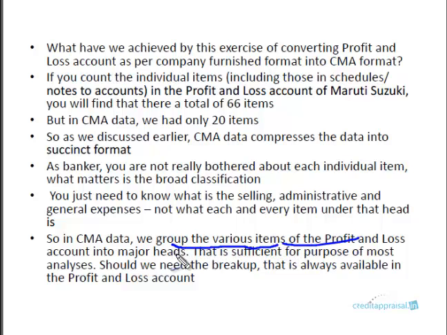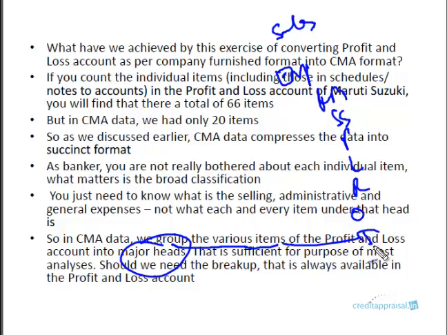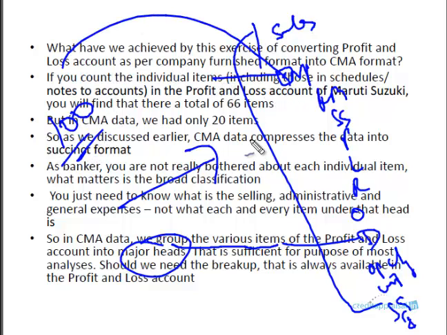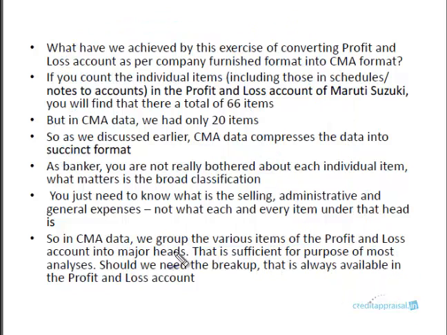What are the major heads? We discussed, starting from sales, and in the expense, raw material, stores and spares, power, labor, repairs and maintenance, other manufacturing expense, opening and closing stock of work in progress and finished goods, selling general expense, interest, provision for tax. So we have some major heads, and only into these major heads will we be putting the items. There might be many items, like 100 items in the original P&L data, but we'll be converting them into the standard format. So this grouping of items into the major heads is the purpose of CMA data.